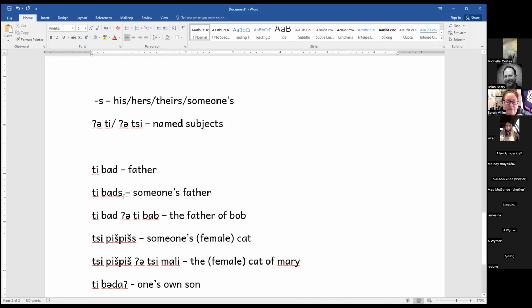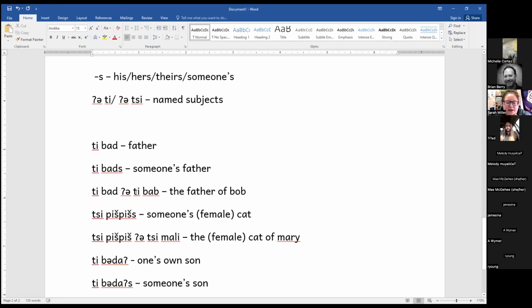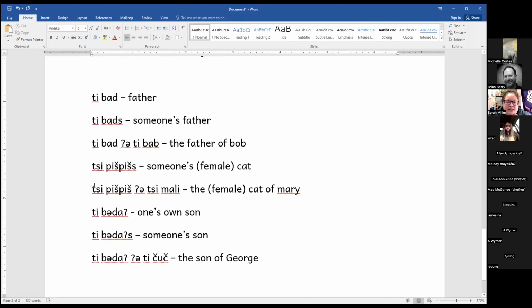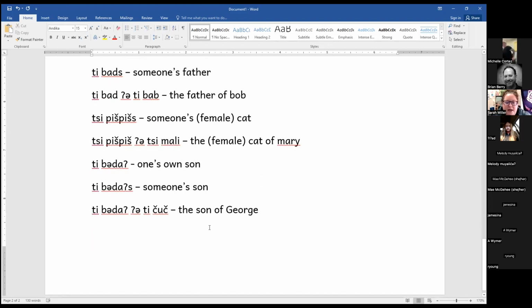There's a whole other method for doing pluralization. This just means it's someone's father. T-bods. T-bod. C peesh peesh. Make sure you're making that sh and then that s sound. C peesh peesh. C peesh peesh si molly. T badat. T badats. T badat tichuch.